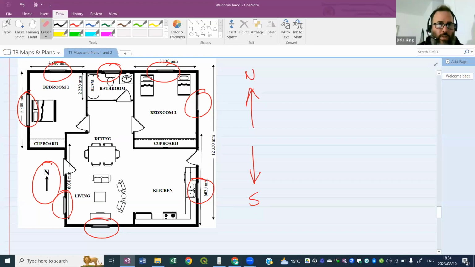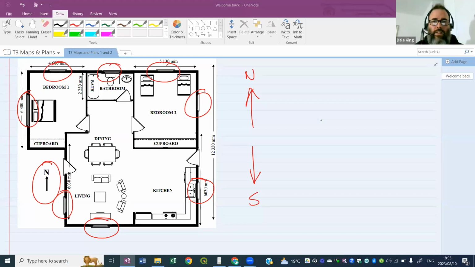All right, we've counted all the windows, right? There's 1, 2, 3, 4, 5, 6, 7, 8. Okay. There's 8 windows. How many face south, guys? North is up. Yeah? North is up, right? So south must be down.